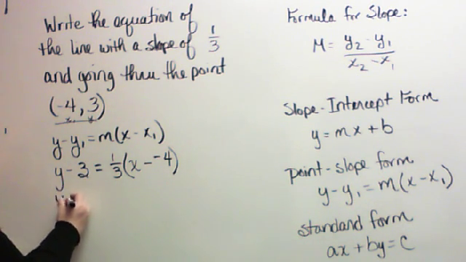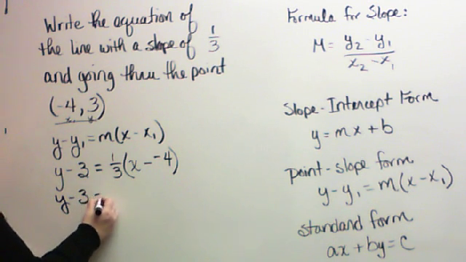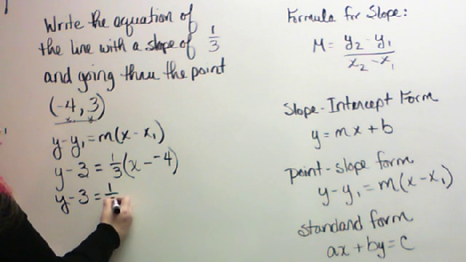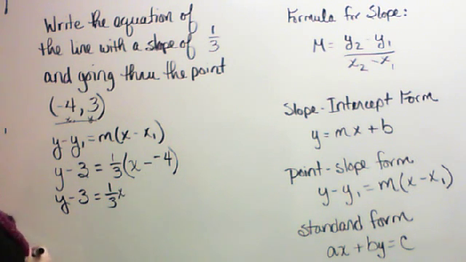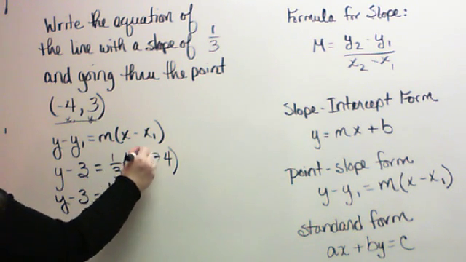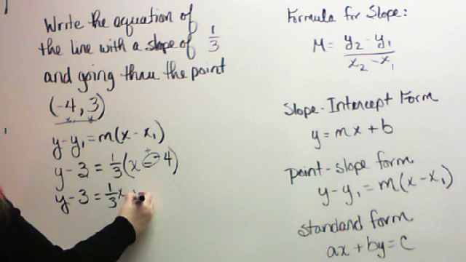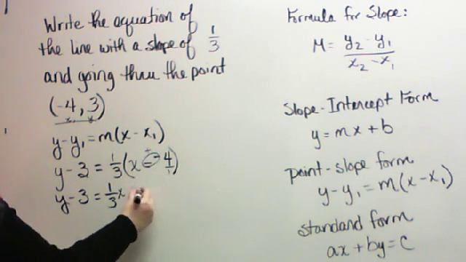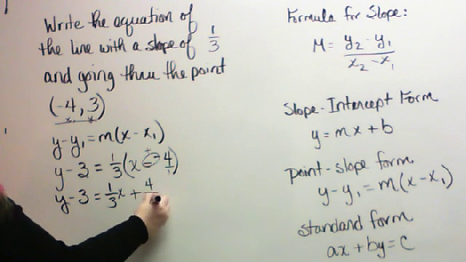I do need to go ahead and still get rid of my parentheses. So 1/3 times x is 1/3x. And then 1/3 times -4, we said that would change into a plus, so it'll be positive. Top times top and bottom times bottom, so that gives me 4/3.